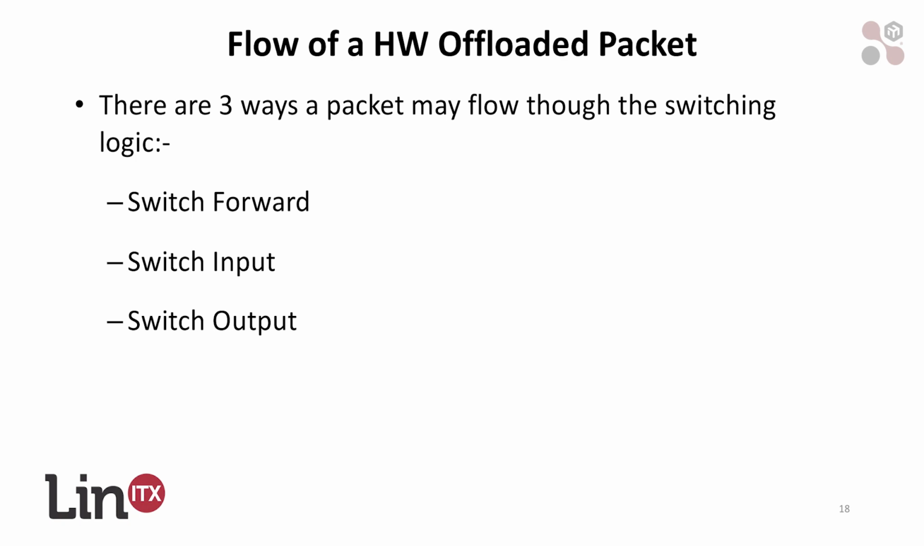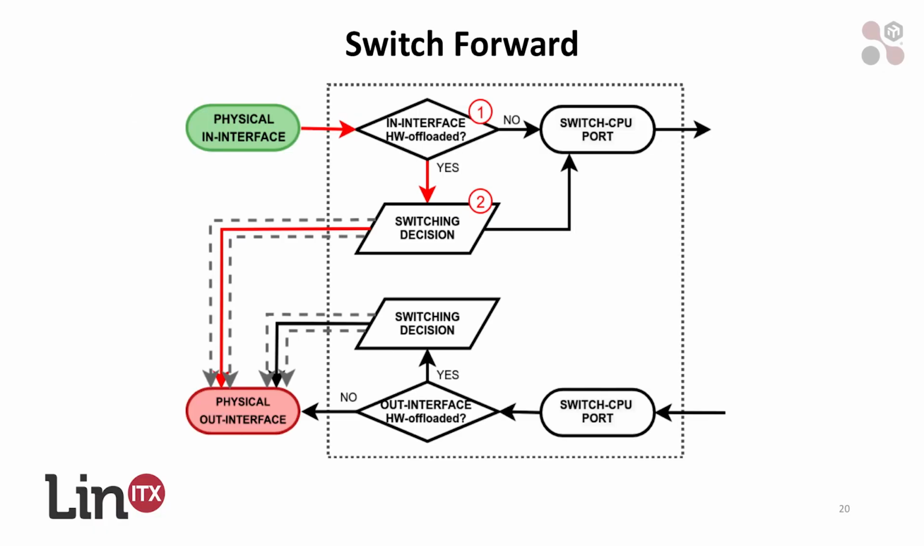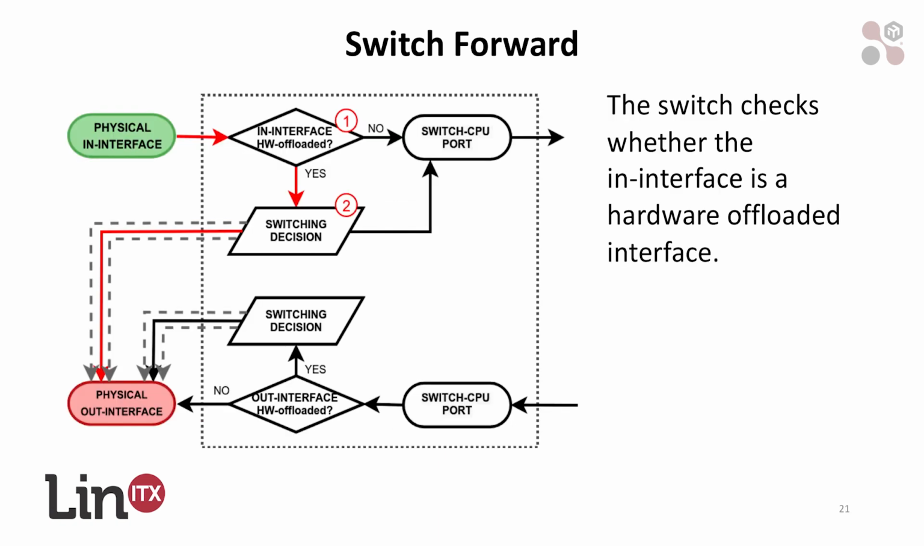We have now 3 new switching packet flows to switched packets. In the switching decision, we have switch forward, switch input, and switch output. When it flows between 2 switch ports with hardware offloading enabled, very simply, it runs at switch forward, not bridge forward. And very simply, goes through.